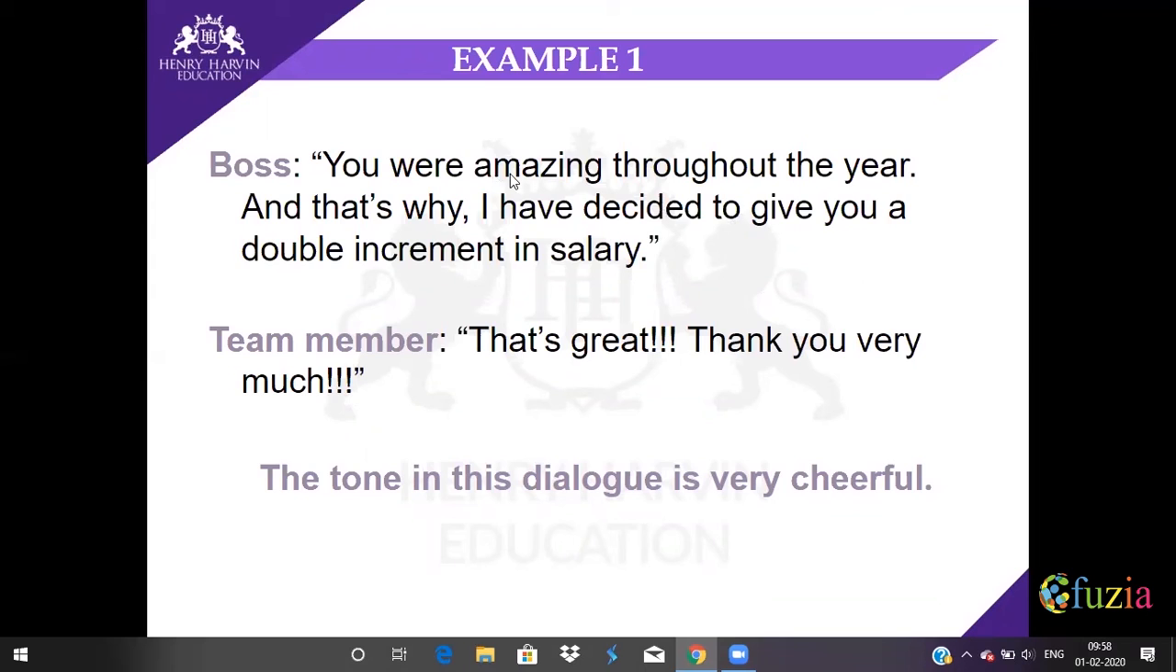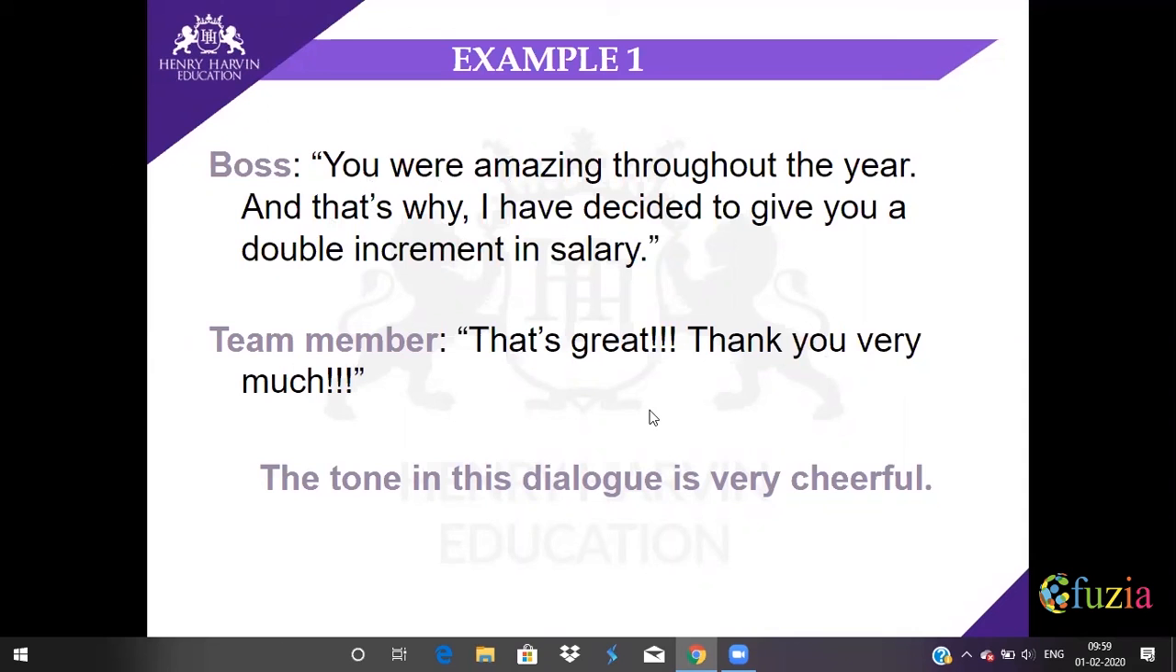"You were amazing throughout the year, and that's why I have decided to give you a double increment in salary." I know right now many of you might be laughing your hearts out, because this is a very rare sentence said by a boss, right? So we would say that this is more sarcastic rather than a real sentence coming from a boss. Okay, so team member, that's great.